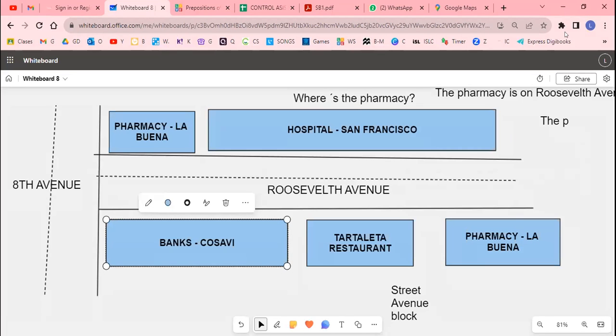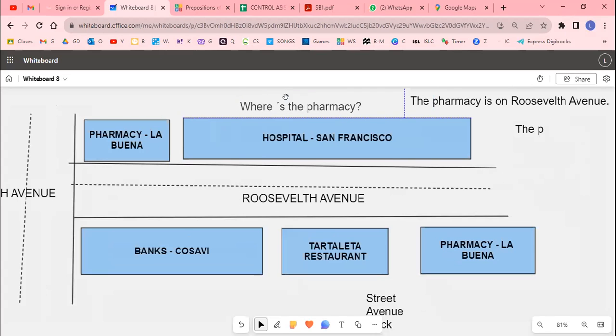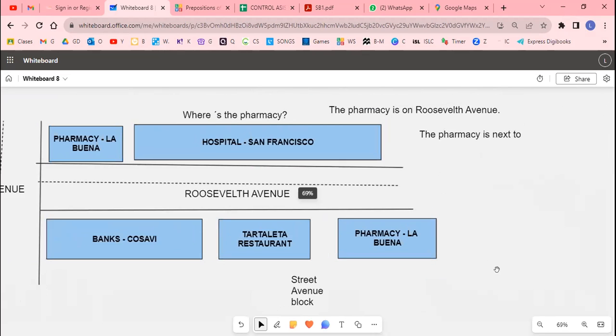Espérenme, ¿están viendo lo que yo? Okay, sí. But entonces, si quiero, where is the pharmacy? Quiero decir que está a la par del hospital, ¿sería? The pharmacy, esa puede ser otra respuesta. It's next to the hospital. Ajá, next to the hospital, very good.